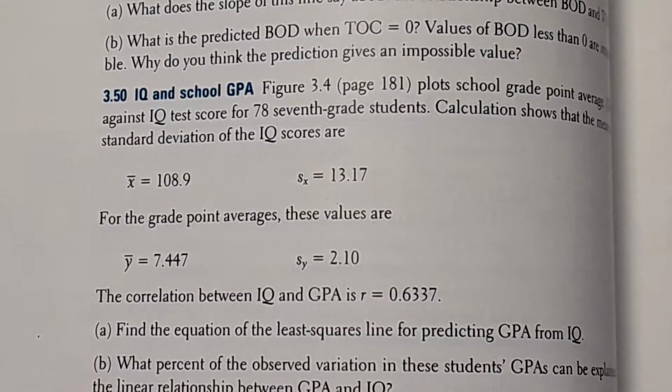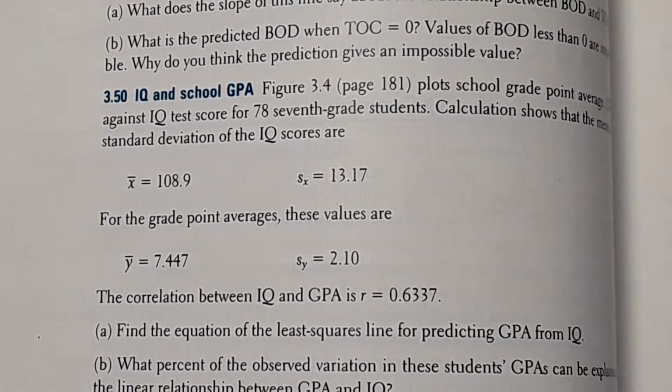Okay, so we are in the blue book on page 230, problem 3.50, and what we're going to do is find the equation of the least squares regression line using these 5 values: x bar, y bar, s of x, s of y, and r. So let's get started, shall we?